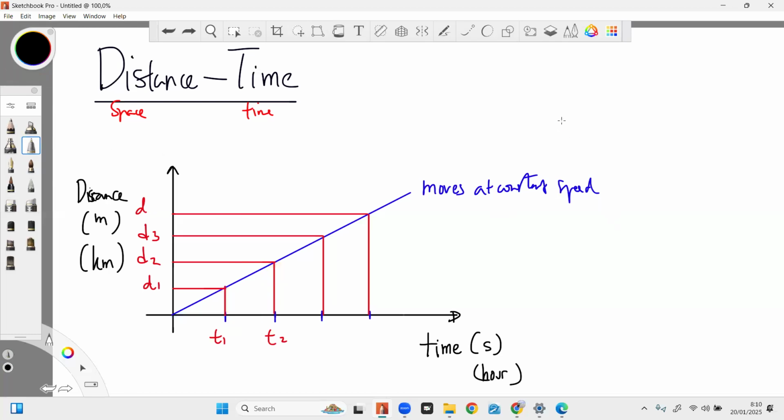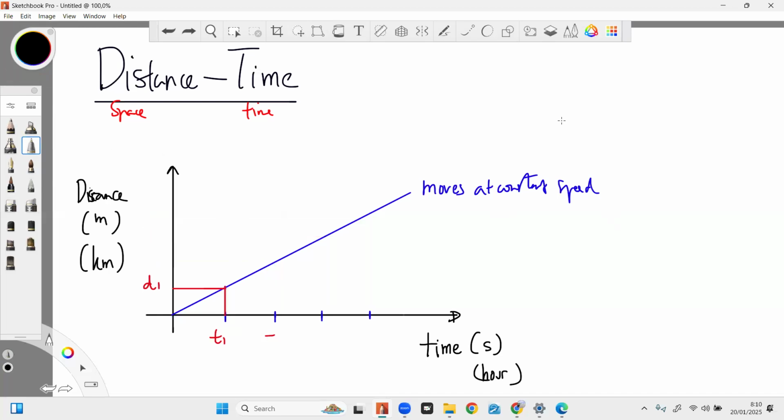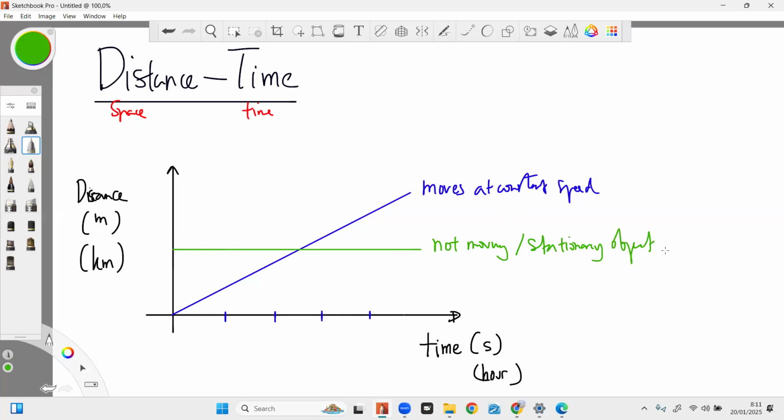So let's do the other logic. How about if we have this line? What happened? Not moving. Why? Because at any time, the position is always at this point. It never changes. So it is not moving, or we can say it is a stationary object. Okay? Does it make sense?